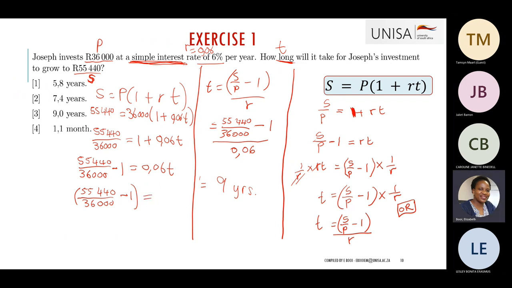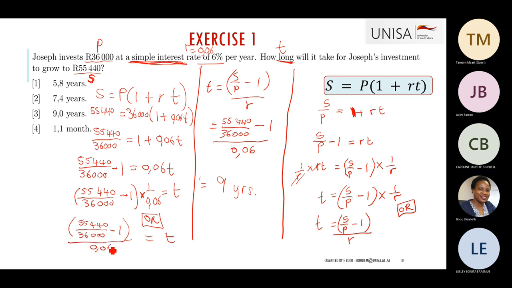Equals, before I put the equal sign, because I need to get rid of 0.06, I'm going to multiply this side by 1 over 0.06, equals T, because I'm getting rid of that 0.06. You can have it that way, or it's the same thing as T equals 55,440 over 36,000 minus 1, divided by 0.06. Whichever way, the answer will still be equal to 9, because you can see it is the same equation that I just used.